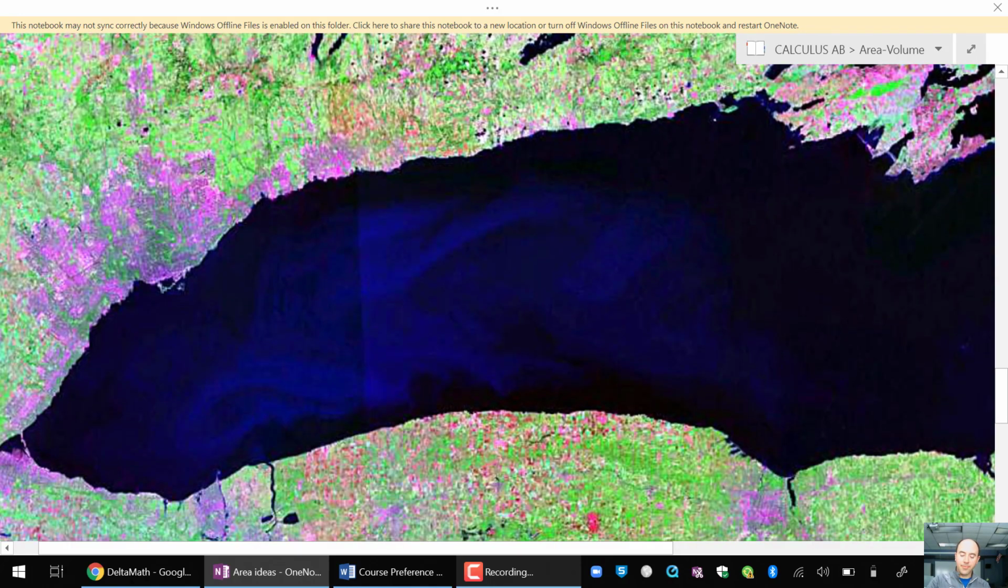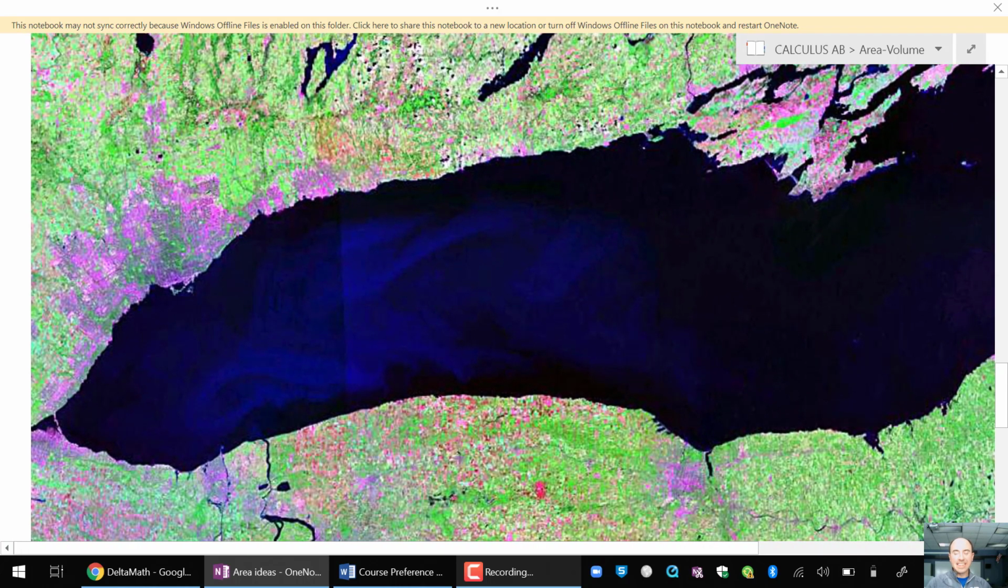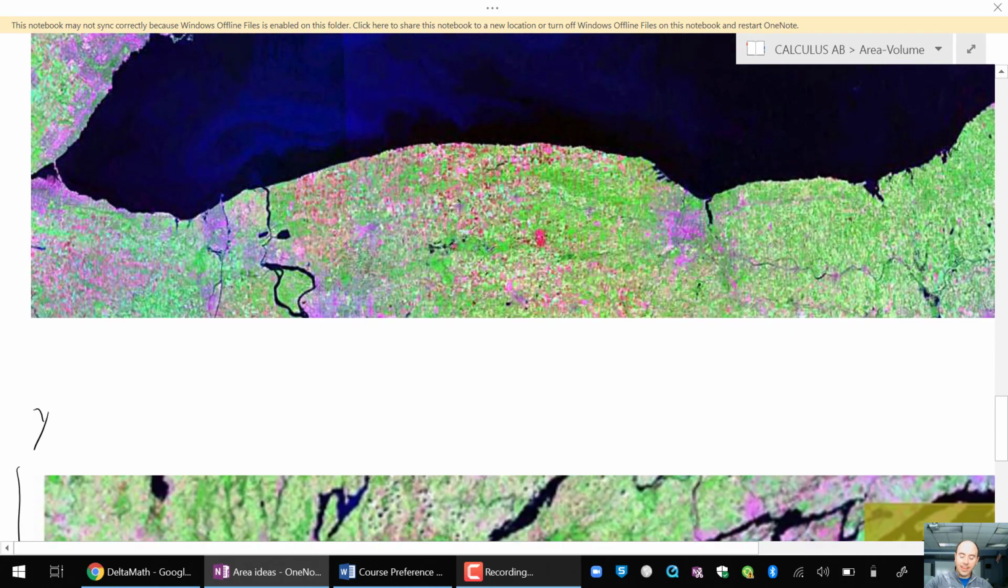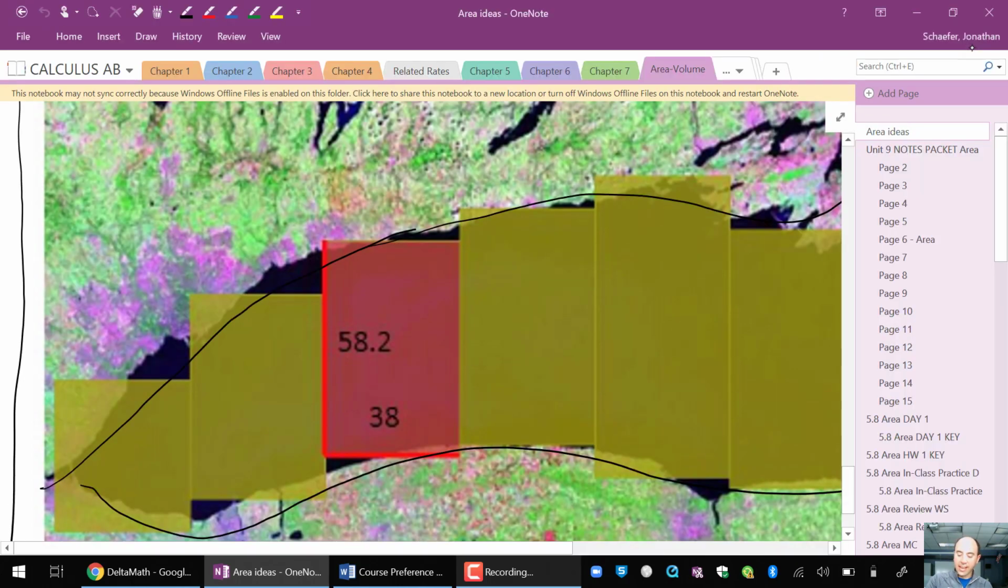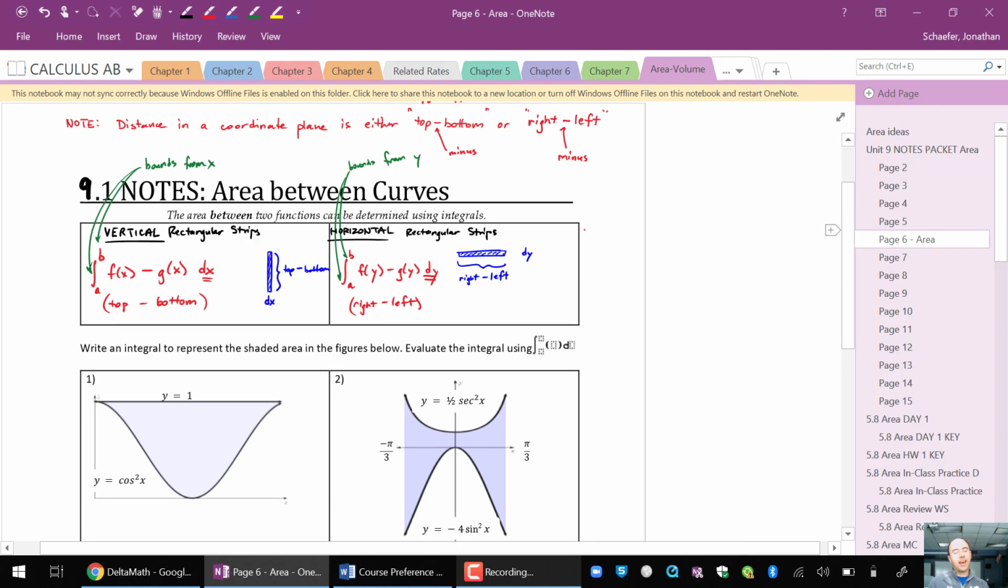Here's one last example. This is a satellite image of Lake Ontario. What's the surface area of Lake Ontario? It's a massive body of water. Well, again, think about building a Riemann sum across a map like this, and you can get pretty close to an approximation of the area of that lake. So it's with those ideas in mind that I'd like to look at this first lesson with you today, and it's how we're going to use integrals to find the area between two curves.